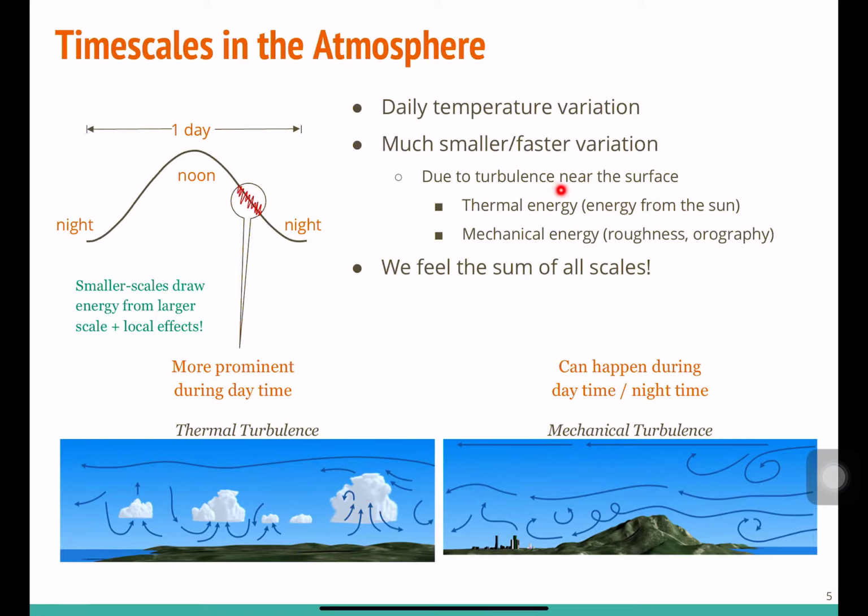So the turbulence near the surface is mainly due to the thermal energy coming from the surface. Of course, it's energy from the sun. And then also the topography of your surface, it's coming from the mechanical energy. We have roughness, we have orography or topography, different mountains. And then actually we feel the sum of all scales, but in this course we will talk about these very small scales of atmospheric motion.